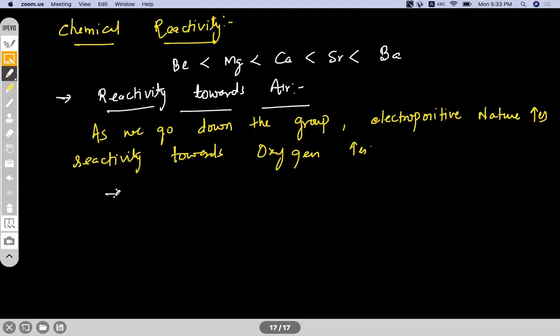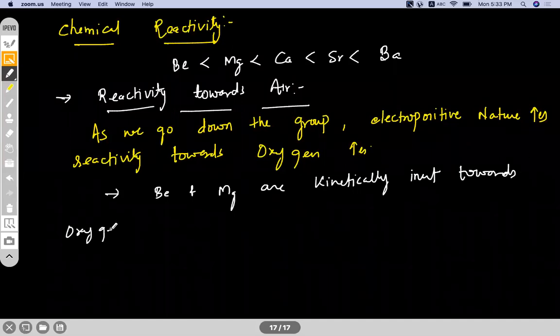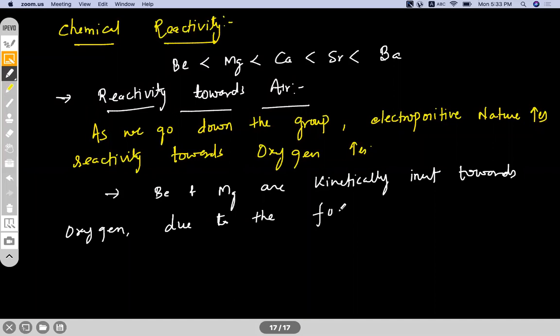Beryllium and magnesium, Be and Mg, are kinetically inert towards oxygen due to the formation of a thin oxide layer on their surface.